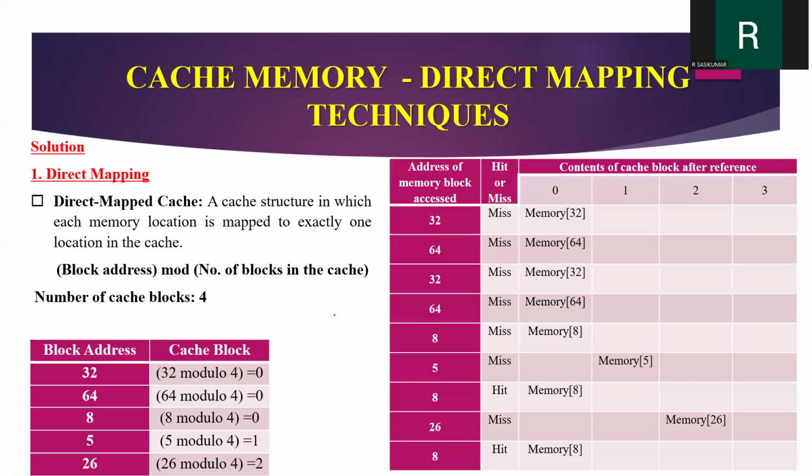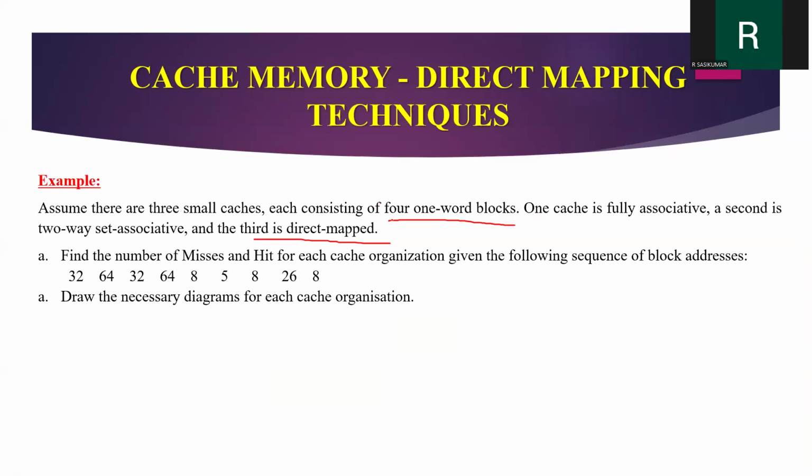Here we are going to discuss the direct mapping technique. What is it? Direct mapping means a cache structure in which each memory location is mapped to exactly one location in the cache. Here we have to use one mathematical formula: block address mod number of blocks in the cache. As per the example, the number of blocks is 4, based on the four one-word blocks.